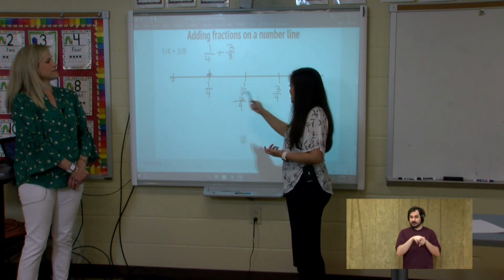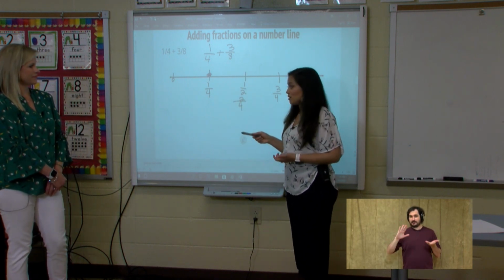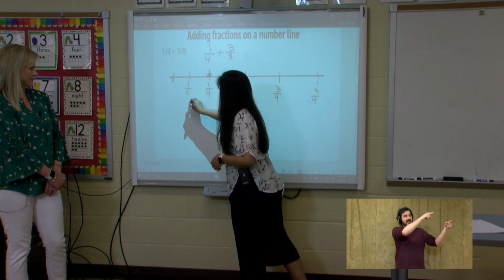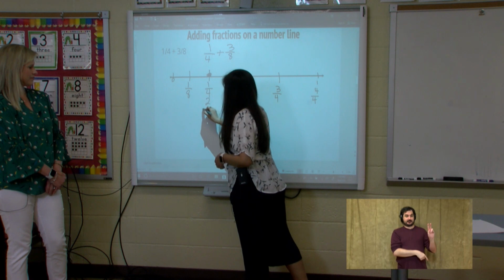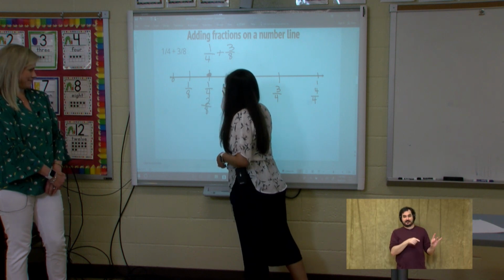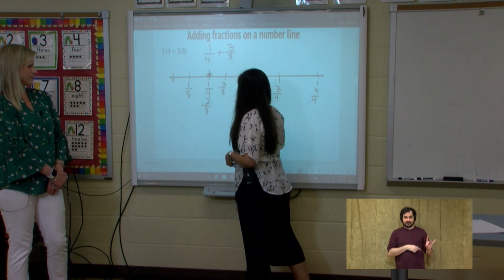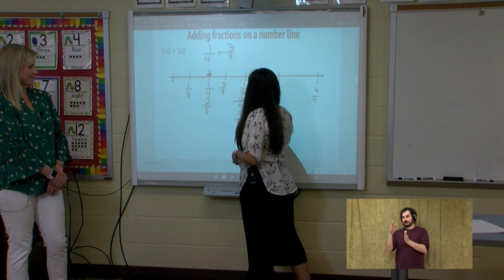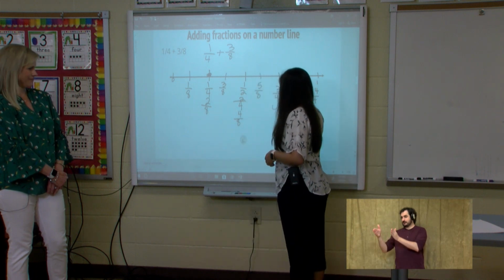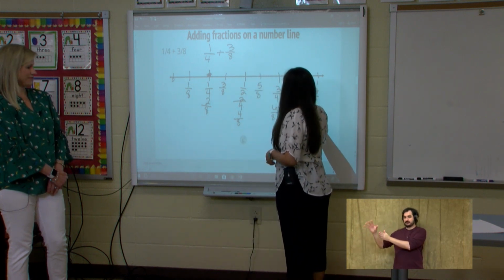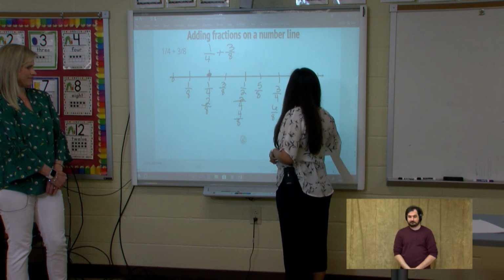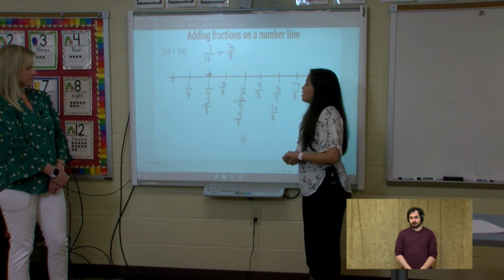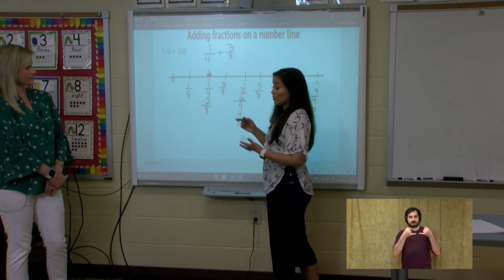So how could I make this into 8ths? Well, that's nice. If I cut this up, I can get 1/8 here. And this is 2/8. This is 3/8. This is 4/8. We got 5/8, 6/8, 7/8, and 8/8. So now my number line is complete. I can go on with this problem.